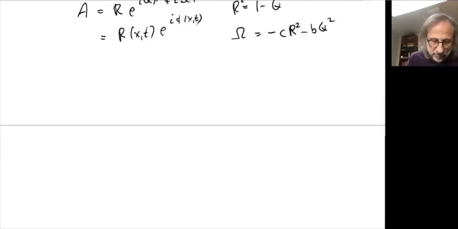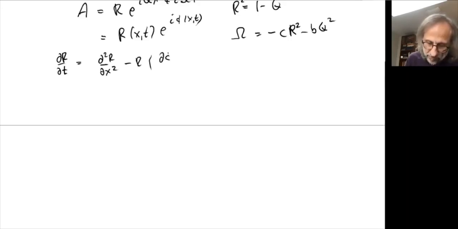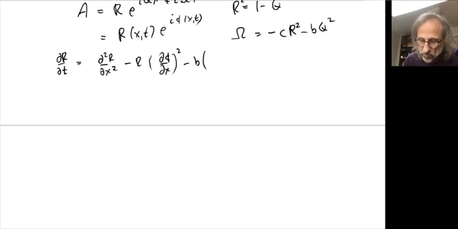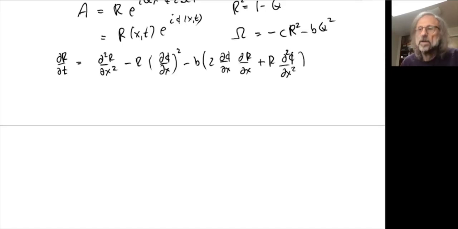Let me just copy the equations down. So we have dr by dt is equal to, then there's a d squared r by dx squared. And then we get these other terms from the derivative from the exponent. So then minus r times (d phi by dx) squared, now the new term minus b times 2 d phi by dx times dr by dx plus r d squared phi by dx squared, and then plus r minus r cubed. And then similarly we have d phi by dt.